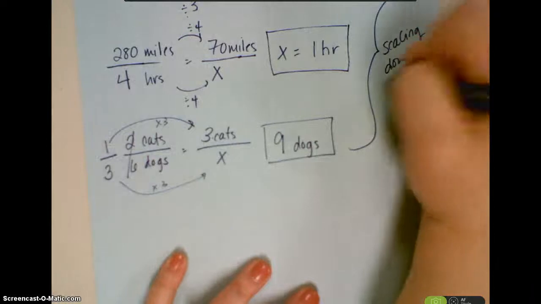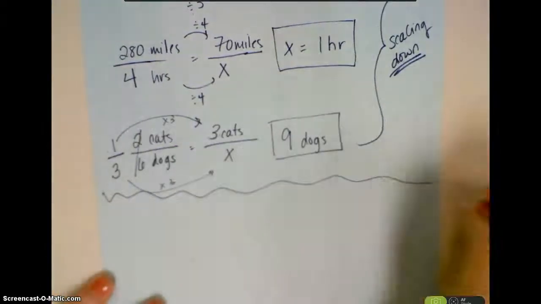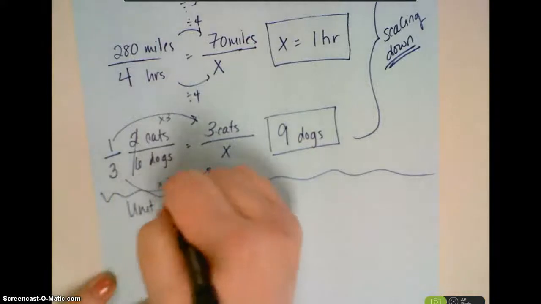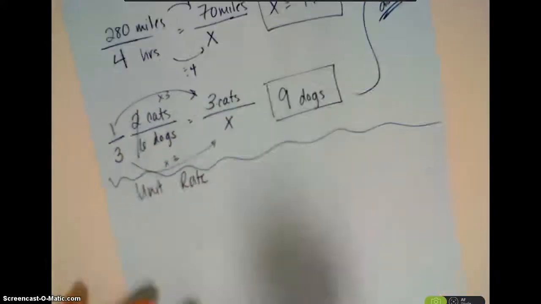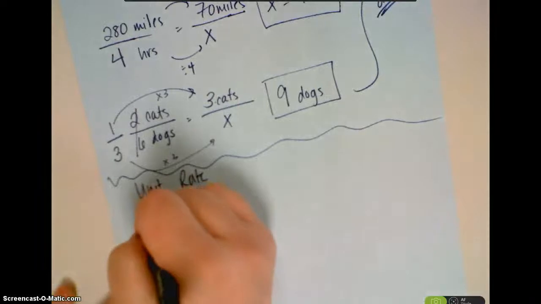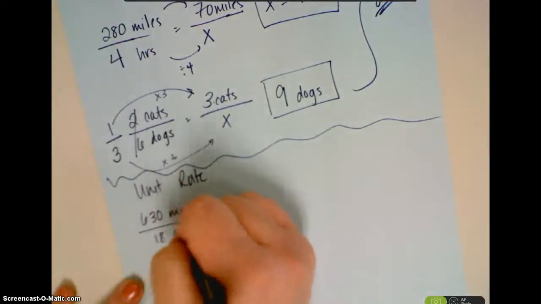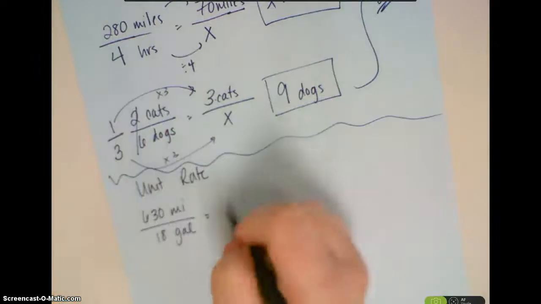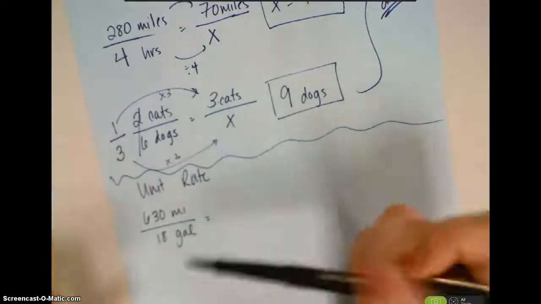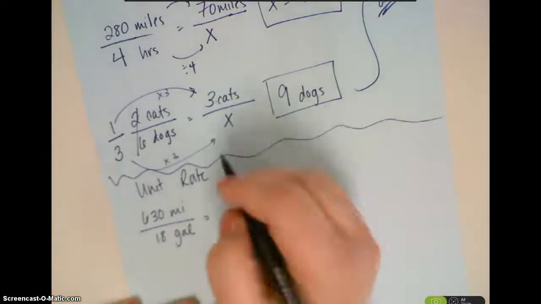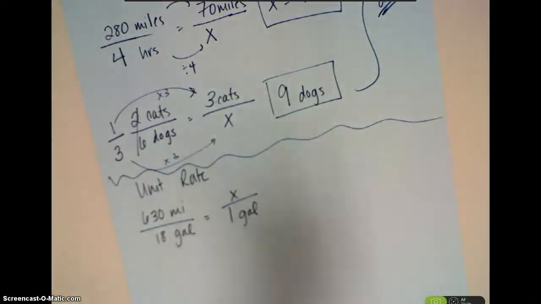Okay. So the next thing we need to talk about is unit rate. And unit rate is just going to be a comparison to 1 unit. So, for example, if I can go 630 miles on 18 gallons of gas, and it's not going to give you the whole proportion, you're going to set up the proportion. So if it says find the unit rate for 630 miles and 18 gallons of gas, you're going to want to know how far you can go on 1 gallon of gas. So I'm taking it down to 1 unit.